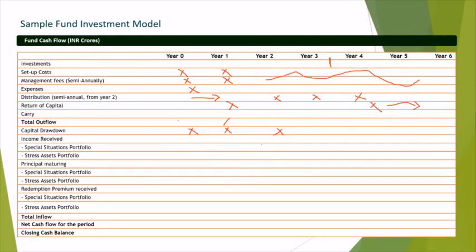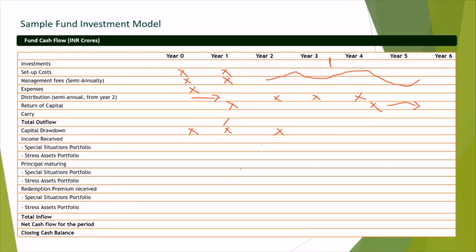Now let's look at the inflow side of the fund. We will have capital drawdowns. They are not typically done all at one go. We will have some drawdowns in year 0, 1, and 2. Then we have income received on each of these portfolios. Remember that these portfolios are just 2 sub-portfolios for the overall fund. This will typically have the interest income from the investments, a regular recurring income which comes in all the years until the investments mature.